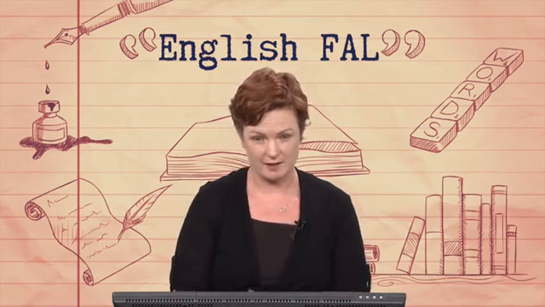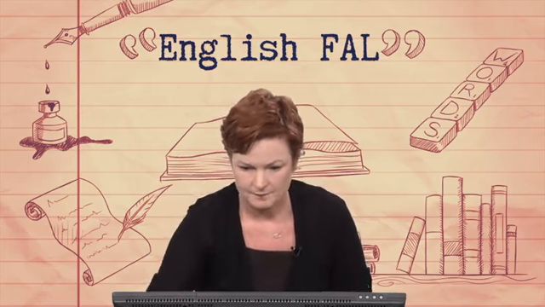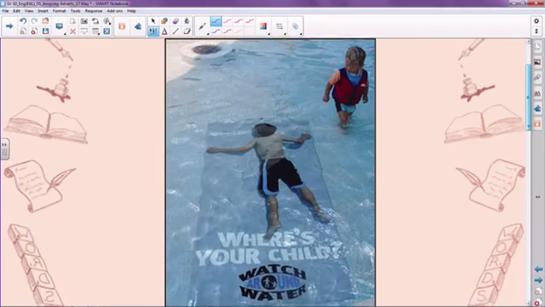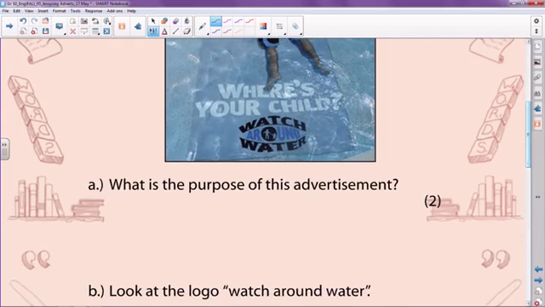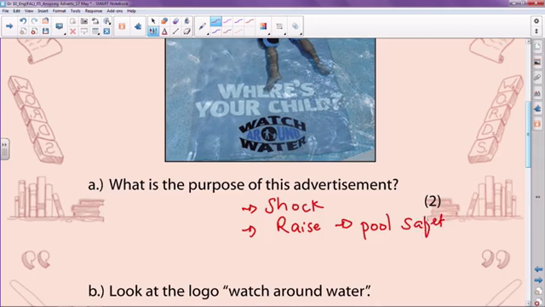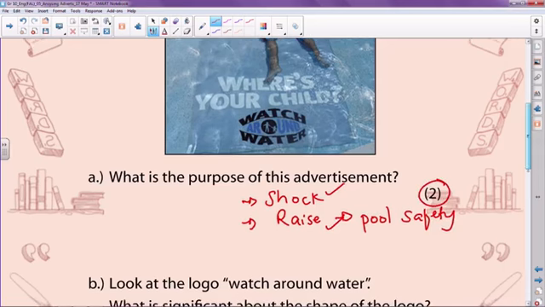Let's answer the questions together. We have a very shocking advert. And the first question really is, what is the purpose of this advertisement? I would say first and foremost is to shock the audience. And secondly, to raise awareness around pool safety, and looking after your children around the pool. Okay, remember full sentences here. And can you see I've given 2 points here, so I would get my 2 marks, but only if I wrote it in a sentence.